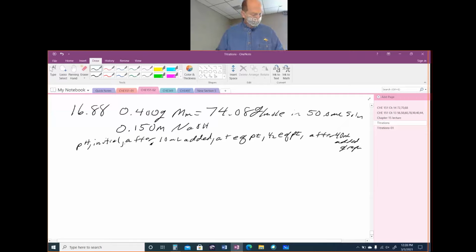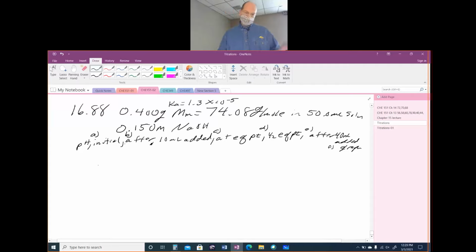All right, when you look up propionic acid, you find the Ka, that is 1.3 times 10 to the minus 5. So your Ka is 1.3 times 10 to the minus 5. All right, so A is initial, B is after 10 mils, C is at the equivalence point, D is the half equivalence point, E is after 40 mils added, and then finally F, graph this titration curve.